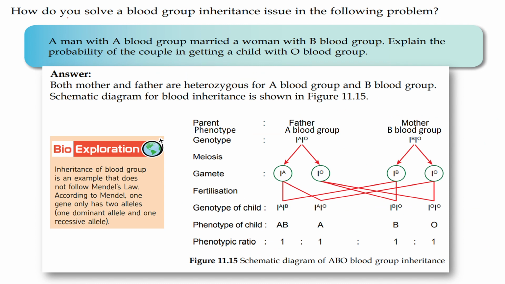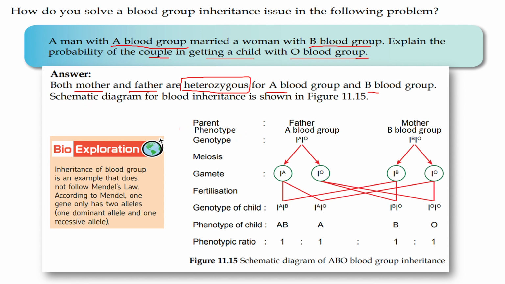Okay, so there's a question here. How do you solve a blood group inheritance issue in the following problem? A man with A blood group is married to a woman with a B blood group. Explain the probability of the couple getting a child with O blood group. So is that possible? The answer is yes, only if the mother and father are heterozygous for A blood group and B blood group. So this schematic diagram explains the answer.